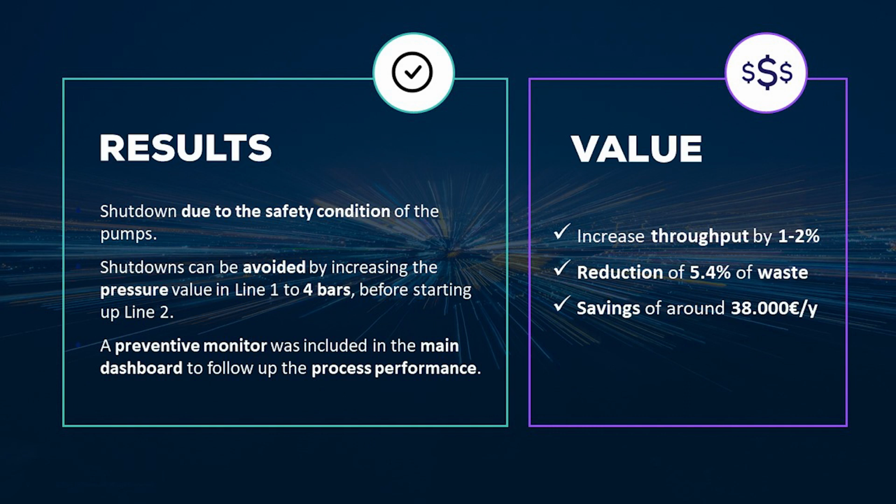So to summarize the demo, the necessary steps that we had to take in order to face the problem were, first of all, visualize the anomaly of interest. Then we used the pattern recognition engine to display similar patterns that occurred in the past. And with that, we could compare normal behavior to the anomaly, determining what the root cause was. So everything leads us to the results, where we are saying that the shutdown is due to the safety condition of the pump, that it could be avoided by increasing the pressure value in line 1 to 4 bars, and of course a preventive monitor was set up and included in the main dashboard where we can follow up the process performance at a glance.